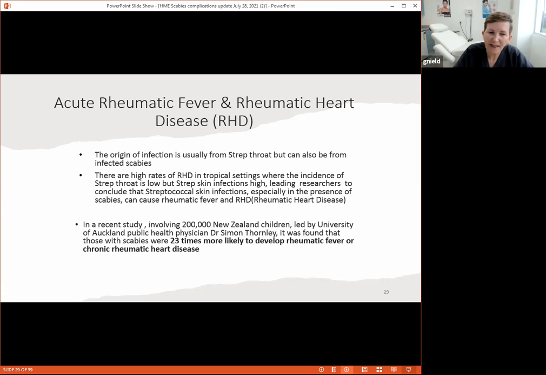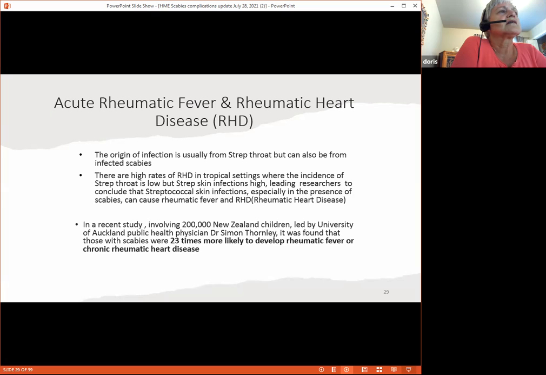And a recent study involving 200,000 New Zealand children, led by a University of Auckland public health physician, Dr. Simon Thornley, found that those with scabies were 23 times more likely to develop rheumatic fever or chronic rheumatic heart disease.